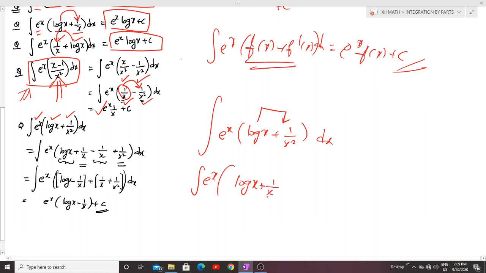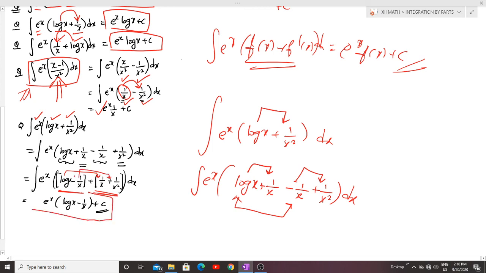But when I add 1 by x, I should subtract 1 by x for balancing, plus 1 by x square into dx. Now look, the derivative of log x is 1 by x and the derivative of minus 1 by x is plus 1 by x square. So group them: log x and minus 1 by x as one group, because their derivatives are there. Then 1 by x plus 1 by x square are the derivatives. Therefore the answer is e power x into log x minus 1 by x. Hence done.